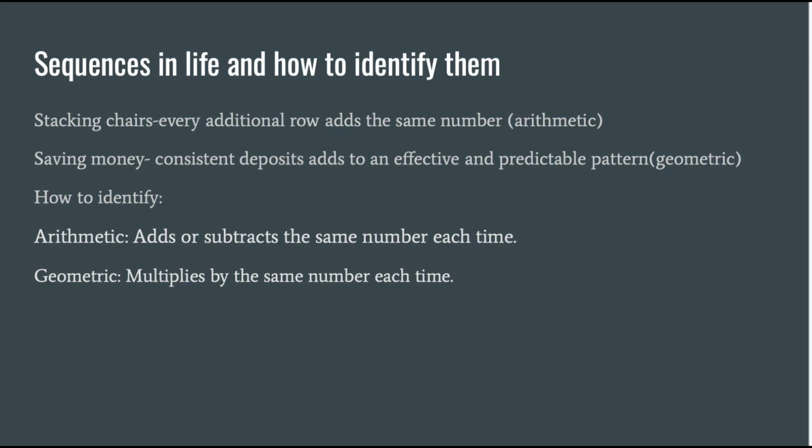Okay, so looking at sequences in everyday life and how to identify them, you can think about stacking chairs. Each new row adds the same number of chairs. This is an example of an arithmetic sequence because the amount increases by a constant value each time. Now, considering saving money, when you make consistent deposits, your balance grows in a predictable pattern. This is a geometric sequence where each step multiplies by the same factor. To recognize the difference, arithmetic sequences involve adding or subtracting the same number each time, while geometric sequences grow by multiplying by a consistent number. Understanding these patterns helps us make sense of real-life situations involving steady change.